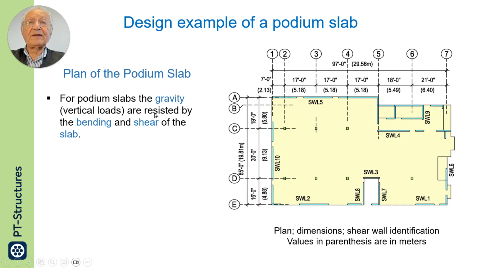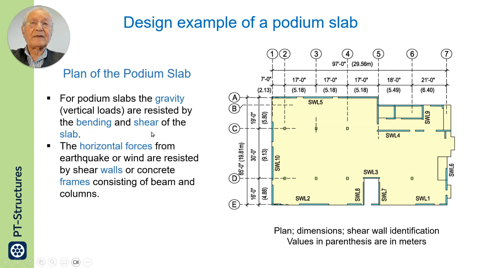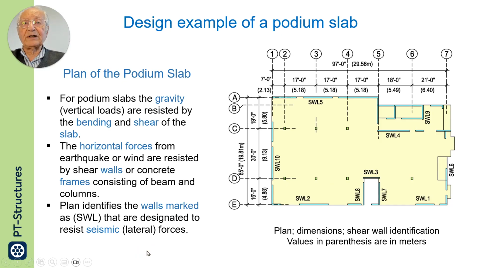For the gravity, the slab is designed for bending and shear. The horizontal forces from earthquake or wind are resisted by the shear walls. Here I have shear walls that take the seismic loads and wind loads. There can also be beams framing with columns, which are not used in this example. In this example, we have shear walls.